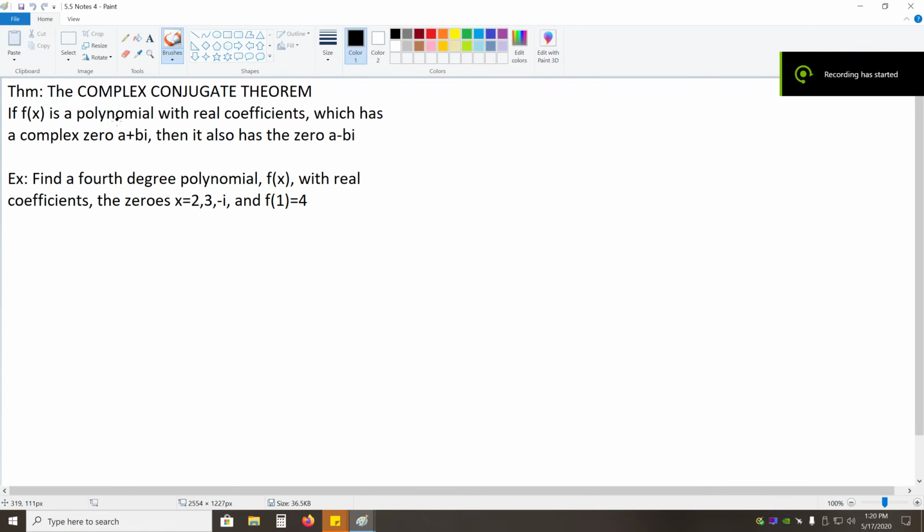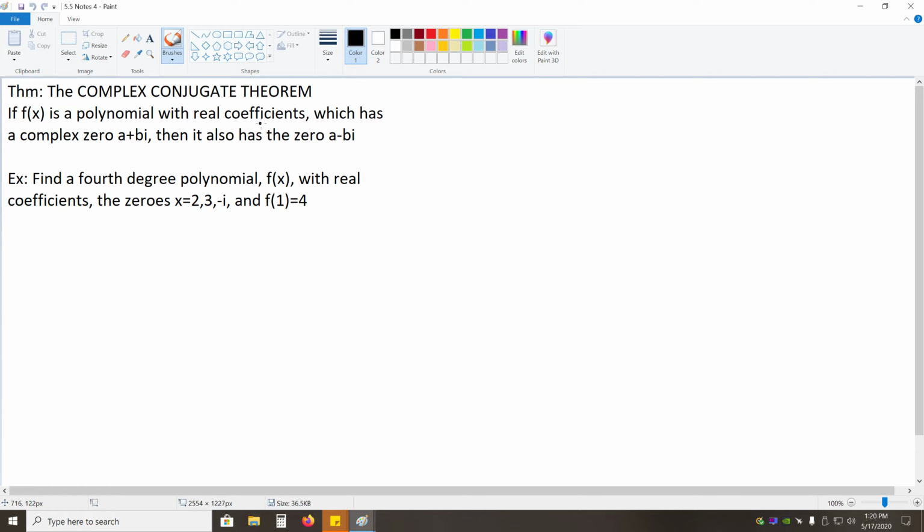So, continuing this section, we now want to talk about the complex conjugate theorem. Remember, all these theorems are building up to helping us factor polynomials more and more. The next theorem says if f of x is a polynomial with real coefficients, which has a complex zero a plus bi, then it also has the zero a minus bi.